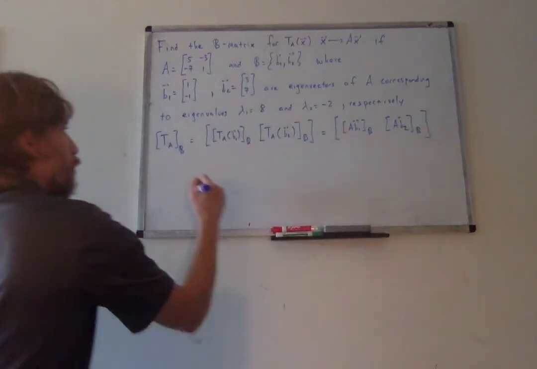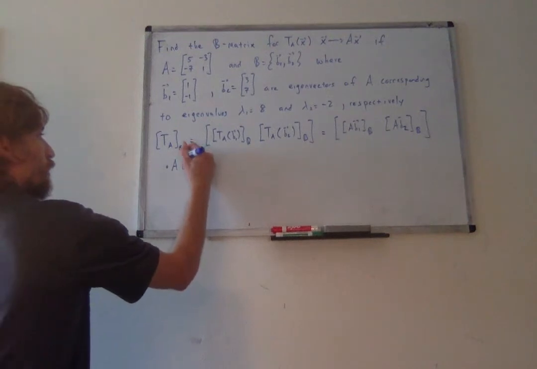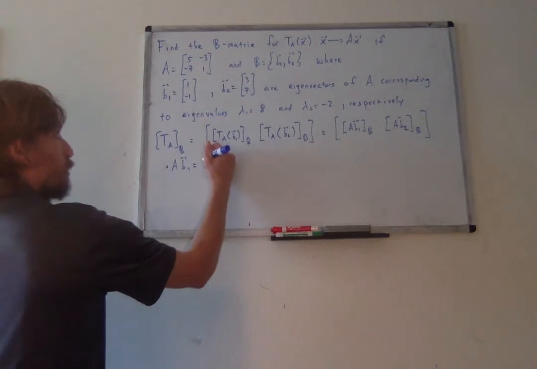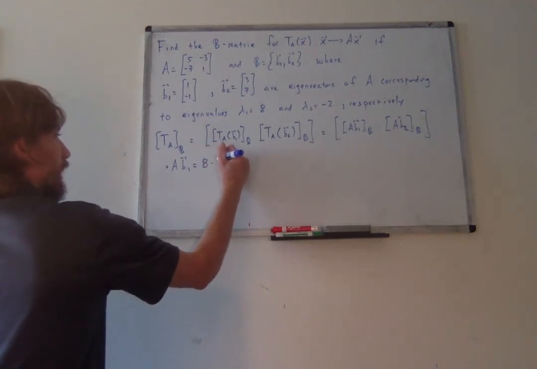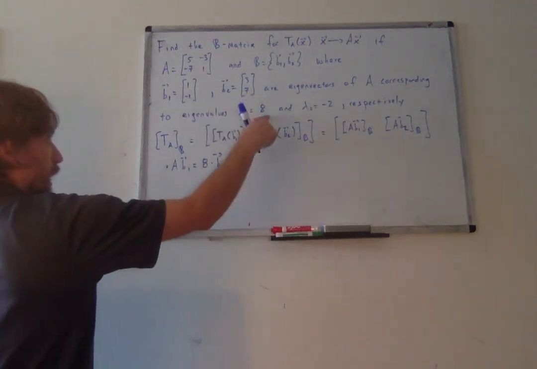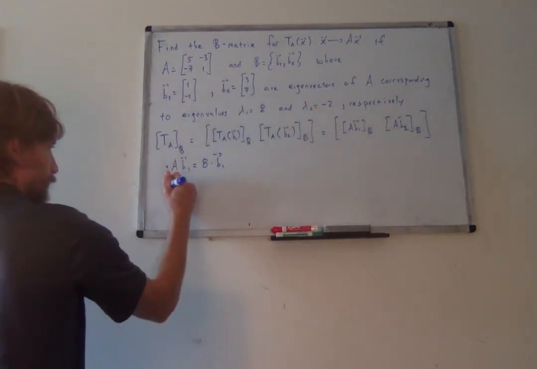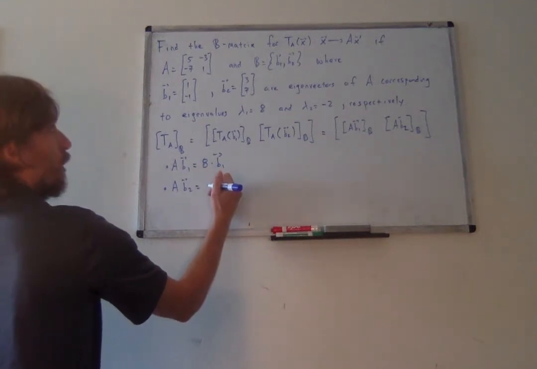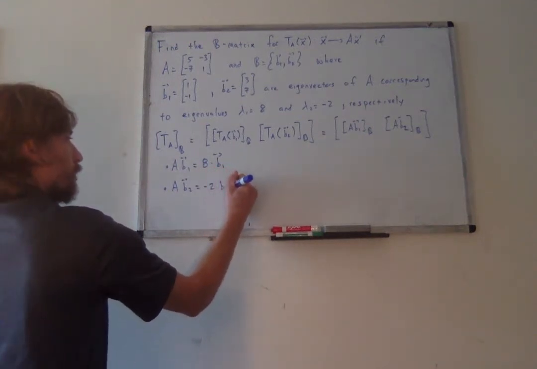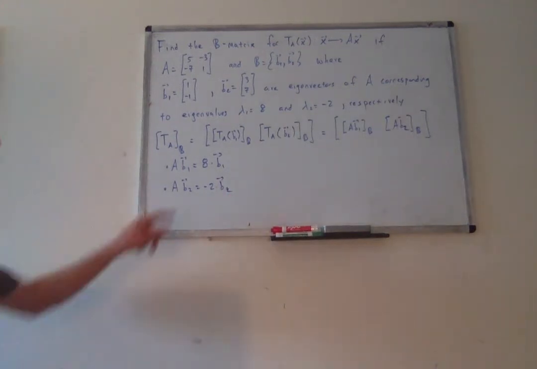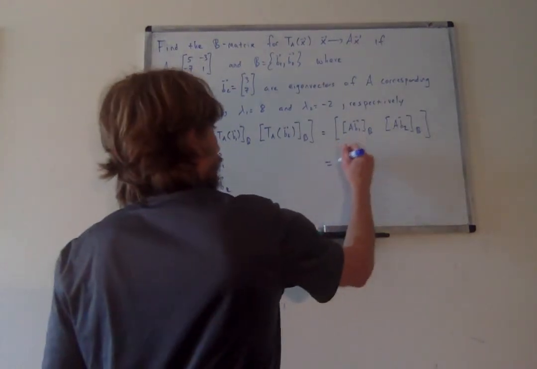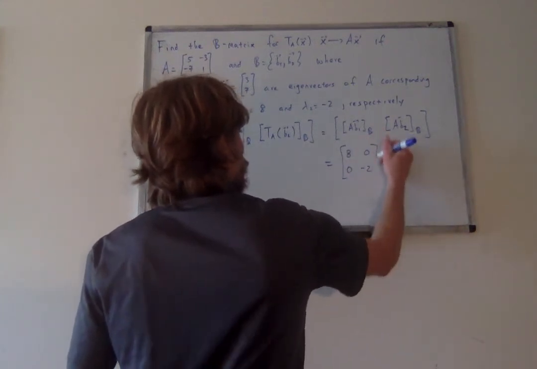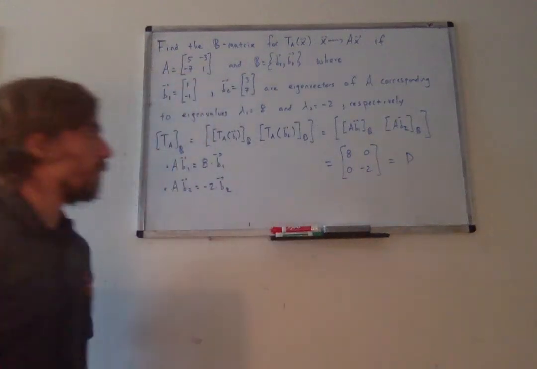But remember, A times B1 is equal to, and I'm kind of giving actually a mini proof for theorem 8 here, A times B1 is equal to 8 times B1, since B1 is an eigenvector corresponding to 8. A times B2 is equal to negative 2 times B2. And so notice, this actually is what implies then that this matrix is equal to the diagonal matrix D described by theorem 8, right?